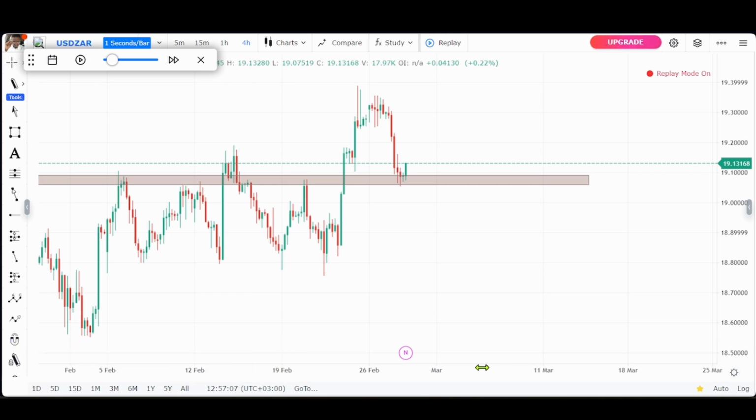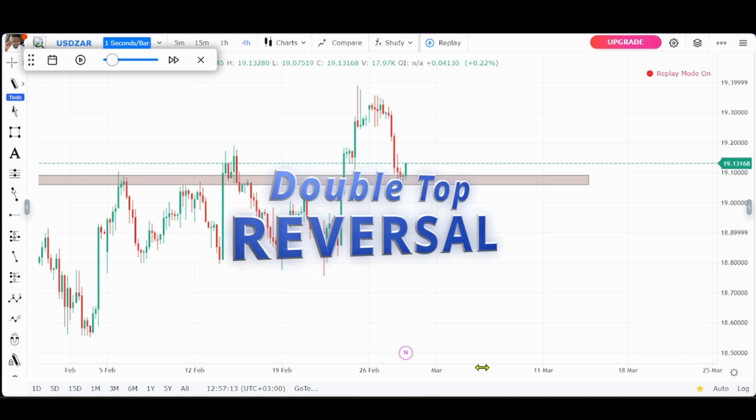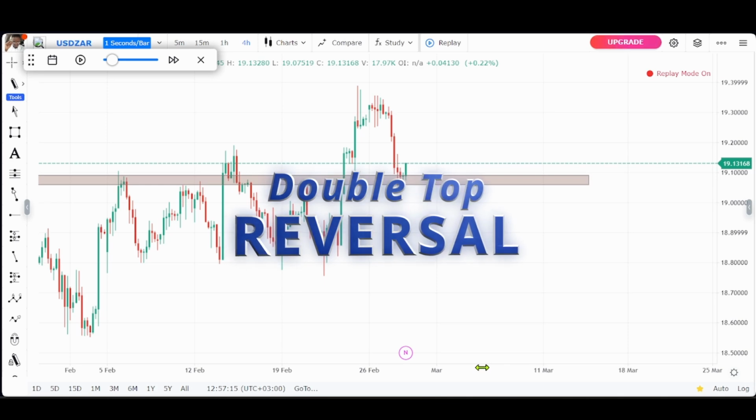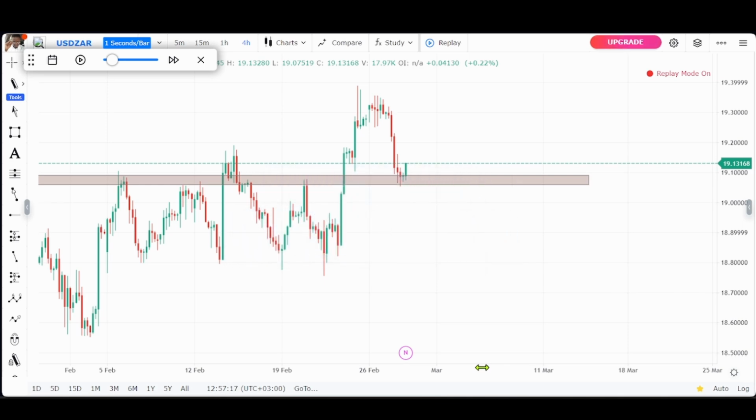Today we are diving deep into a powerful trading pattern that can help you identify potential market reversal, the double top reversal pattern. This is one of the most reliable technical patterns, and I'm very excited to show you how you can use this to spot trend reversal in your trading. Let's get started.